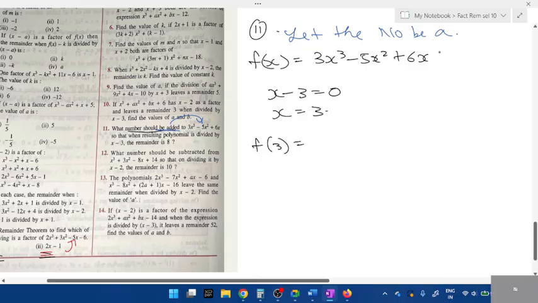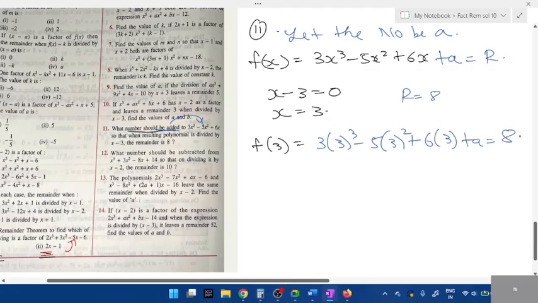So along with this equation, add A is equal to remainder. If that will subtract, what number should be subtracted? Then what do you do? Plus A or minus A? Minus A. So let the number be A. Just add plus A to that. Start solving: 3 into 3 cube minus 5 into 3 square plus 6 into 3 plus A is equal to R. R value is 8. Find the value of A. That's the answer. All of you will solve this.